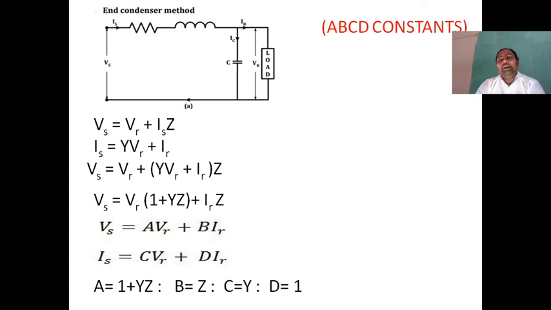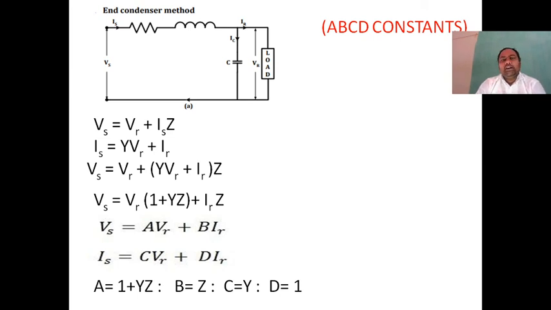What about nominal pi method? In nominal pi method, the total capacitance is split into two parts. One is in the sending end side, another is in the receiving end side. The total impedance is in the transmission line. What about the ABCD constants? A is equal to D is equal to 1 plus YZ by 4... A equal to D equal to 1 plus YZ by 2, B is equal to Z, C is equal to Y of 1 plus YZ by 4.